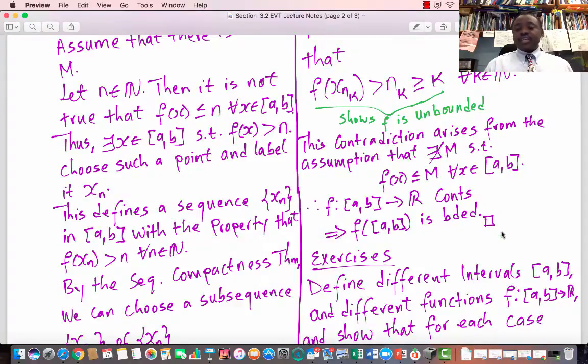And this contradiction arises from our assumption that there is no m such that f of x is less than or equal to m for every x in the closed bounded interval [a, b]. Therefore, we can conclude that if f is continuous on the closed bounded interval [a, b], then f of [a, b], which is the image of the closed bounded interval, is bounded, and that completes the proof.